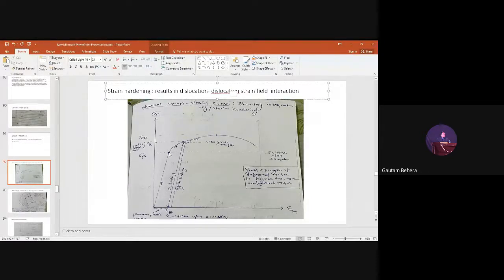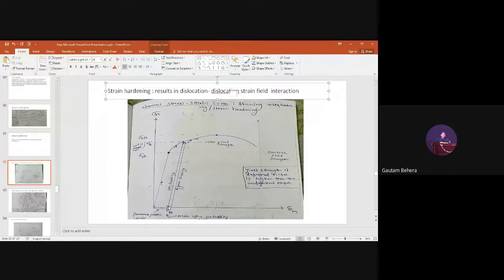But if I do unloading here, how much plastic strain will be there? Can anyone tell me, if I unload the material over here? At this point, if I unload the material, zero, very good. So that means from this point, plastic deformation has already started, right? Anyway, you understand, I am unloading the material now.